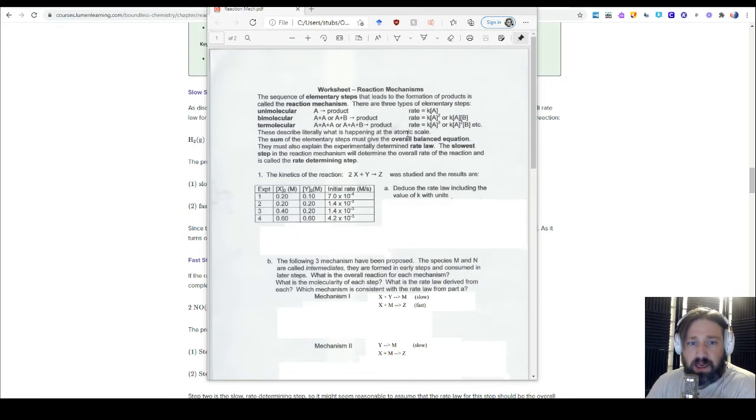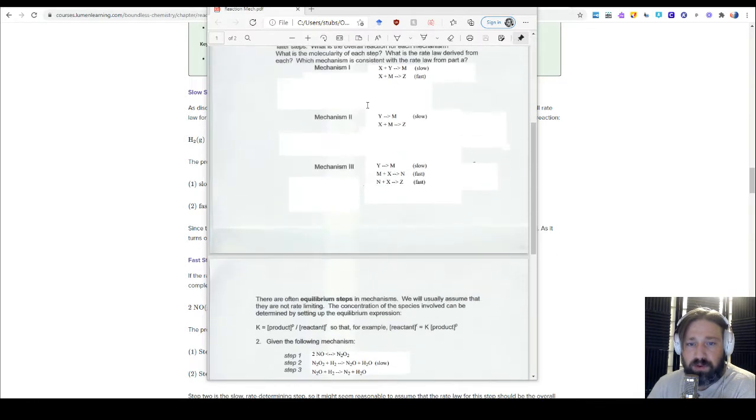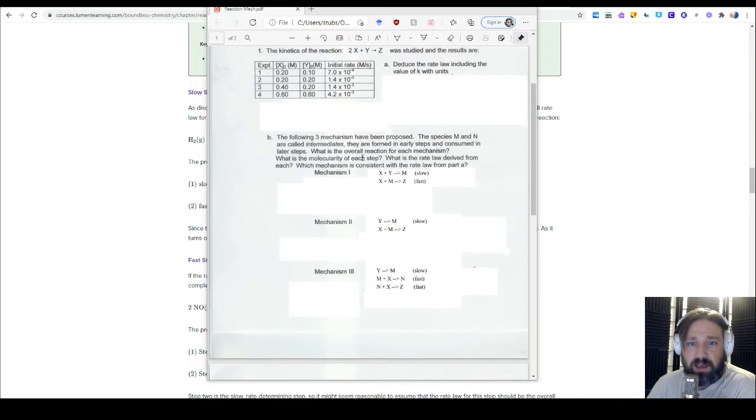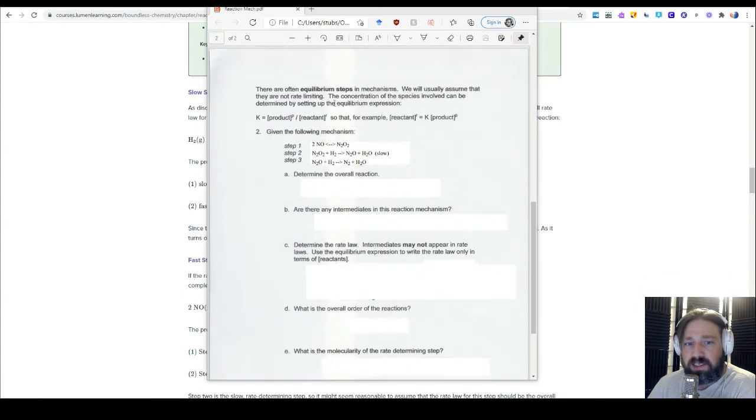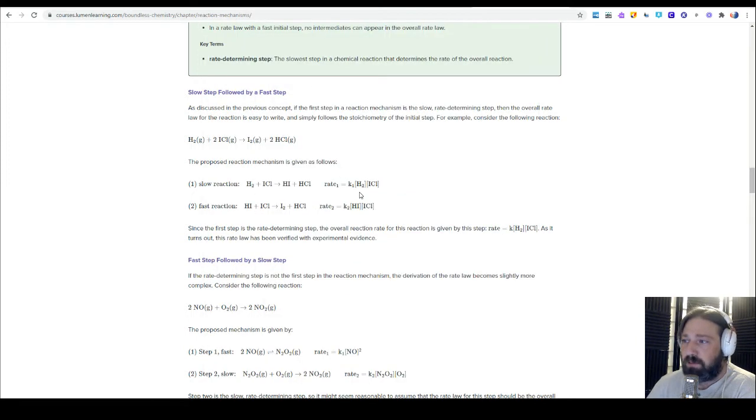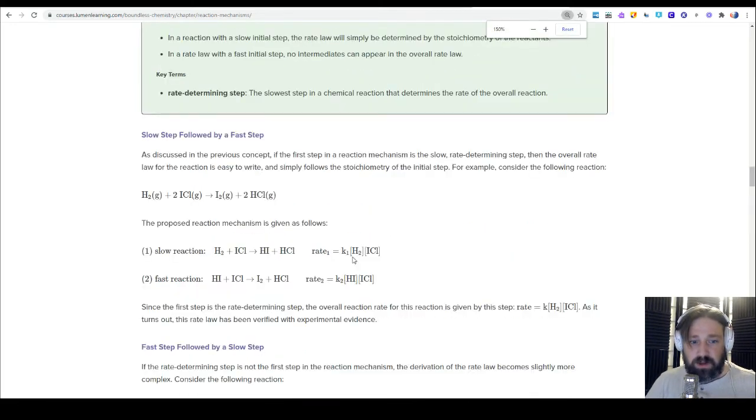I have a little 2-page worksheet I want you guys to go through and kind of follow through. There is one thing that I didn't mention, and that's whenever your slow step is behind step 1. Everything I mentioned in my previous lecture, the slow step was first. And you have to do something a little different here. Kind of let me show you. I got some examples here. Let me make this a little bit larger.